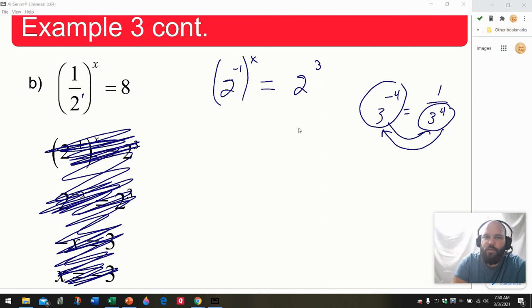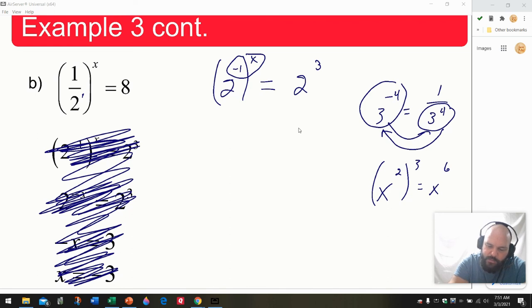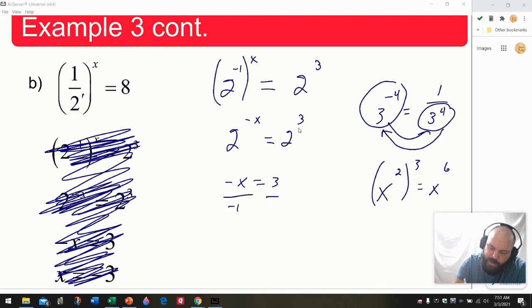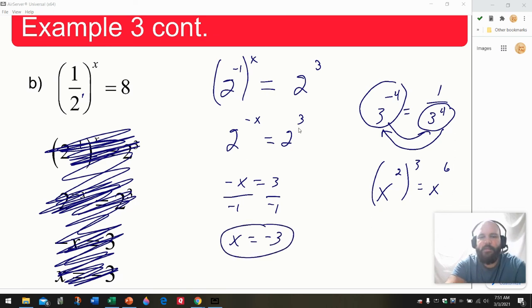Now, the next exponent rule we're going to utilize is the power to a power. When we have a power to a power, you multiply. As an example, if I had x squared to the third, that would be equivalent to x to the sixth. So I'm going to go ahead and multiply those two numbers together, the x and the negative 1. And when I do that, I get 2 to the negative x equals 2 to the third. So now we finally have our bases rewritten. The 2's are the same, which means we can set negative x equal to 3. And when I divide by negative 1, I get x equals negative 3, just like that. And there's our answer.